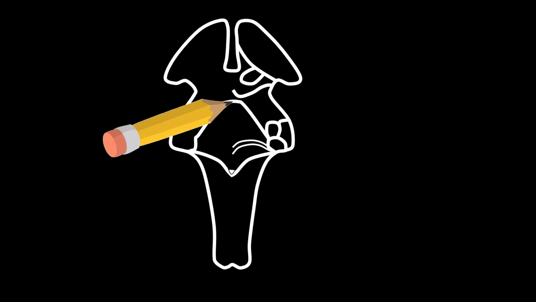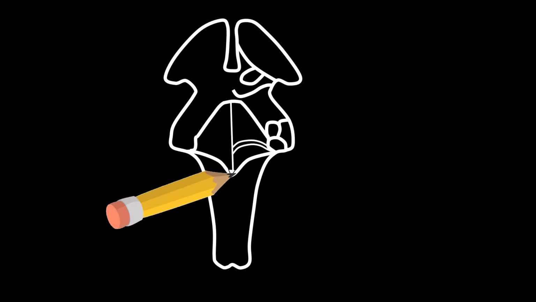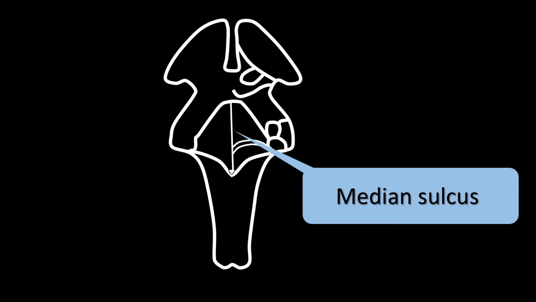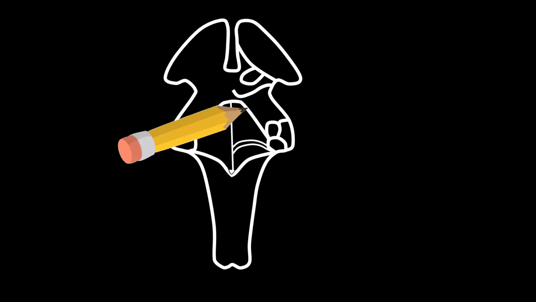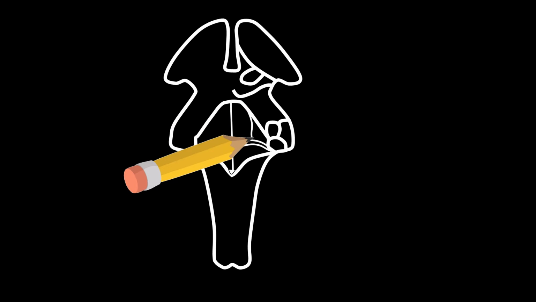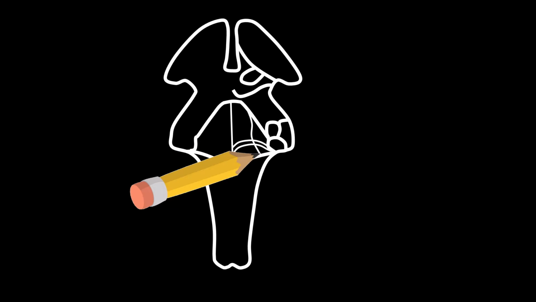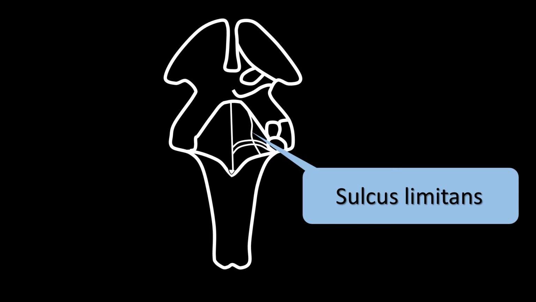Now we go to the mid portion of the roof of the rhomboid fossa and draw a vertical line down. This is the median sulcus. To the side of the median sulcus, we draw a line going down all the way till it is no longer seen within the rhomboid fossa. This is a very important line. It represents the sulcus limitans.